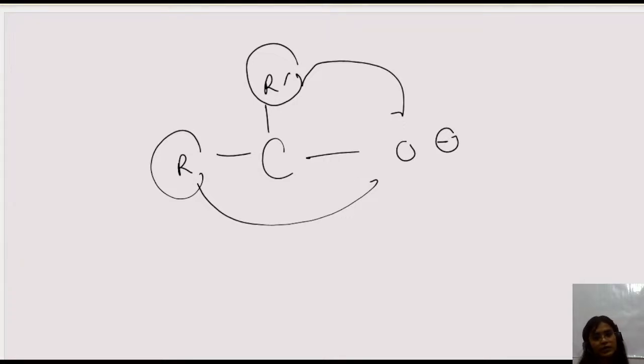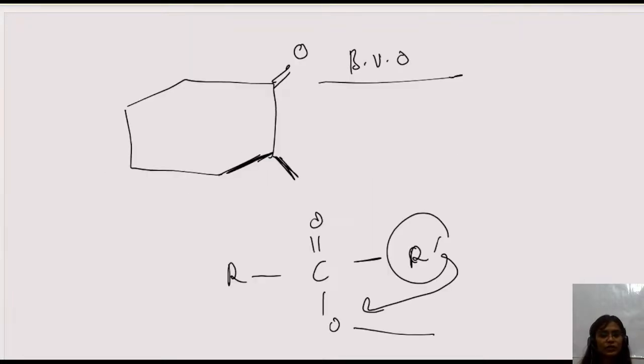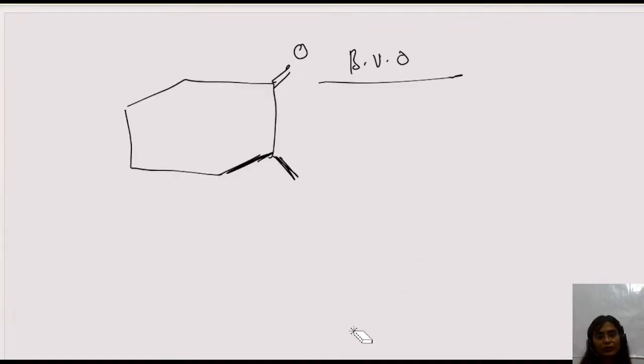Is this point clear? What is the meaning of migratory aptitude? If you have to undergo a rearrangement, which one is going to migrate first? The tendency to migrate is the migratory aptitude. I hope it's clear now. Okay, let's go back to what we were discussing. Please answer this question. Some options for you: what will be the final answer?